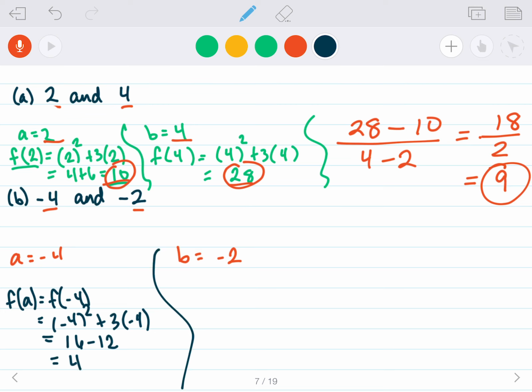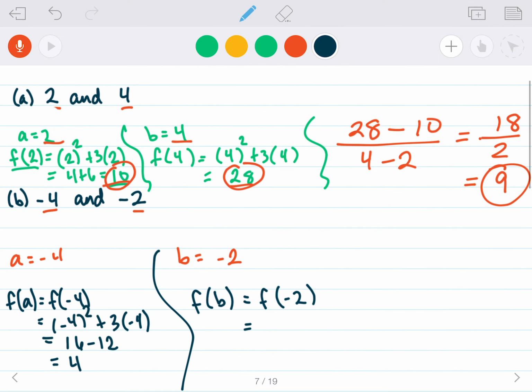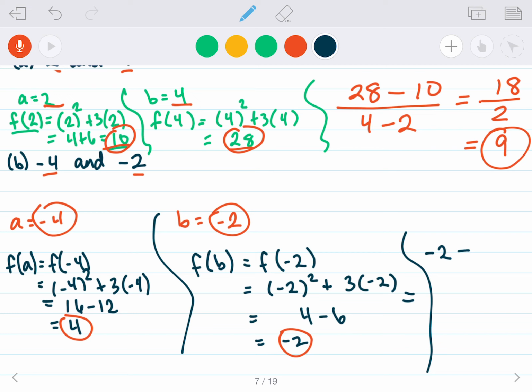All right, what about B? So f of B is f of -2. We're just plugging in -2 for the x values into our function rule. So we have -2 squared plus 3 times -2. That's going to give us 4 minus 6, which is -2. All right, so we have all 4 numbers that we need for our formula. So f of B, which is negative 2, minus f of A, which is 4, over B minus A.